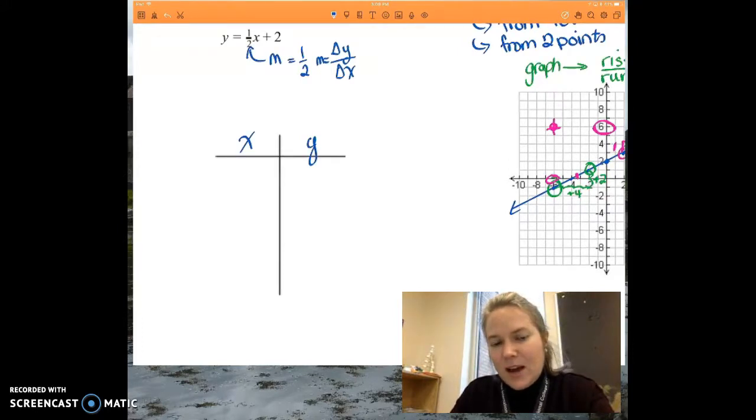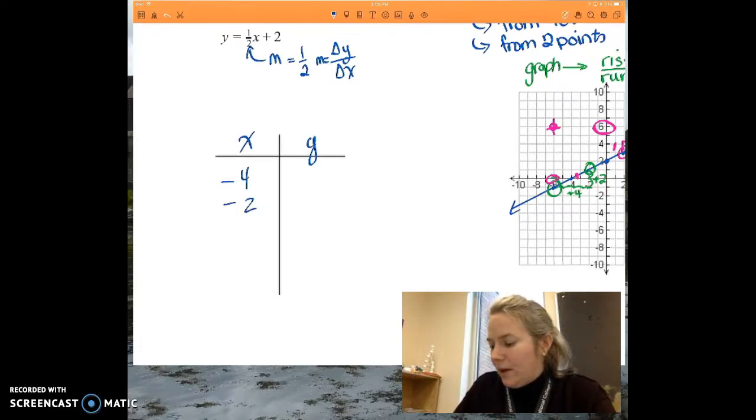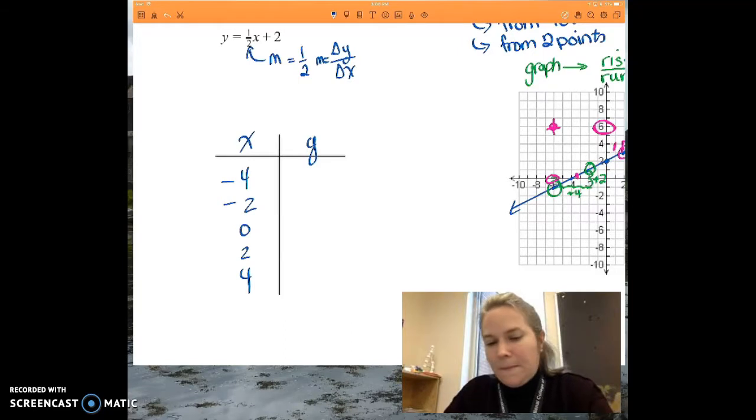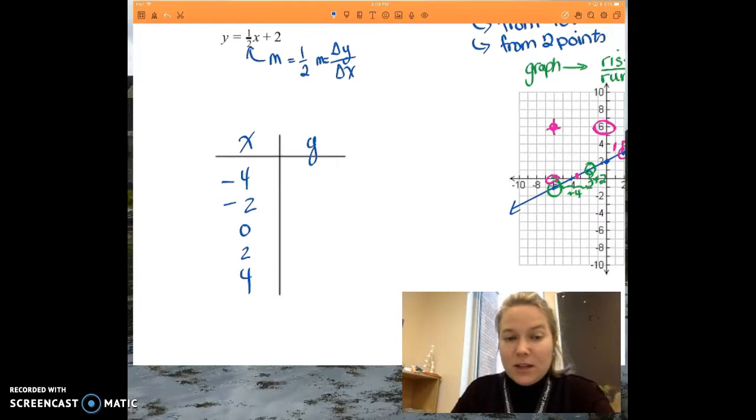So I'm going to create a table of values. I'm going to create it from, obviously, this equation so that we always know we're on the right track. I'm going to do minus 4, minus 2, 0, 2, 4. Remember I said you can pick any x values you want. Minus 4 divided by 2 is 2. Minus 2 plus 2 is 0. Minus 2 divided by 2 is minus 1. Minus 1 plus 2 is 1.